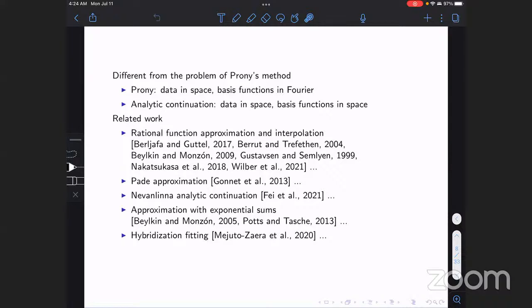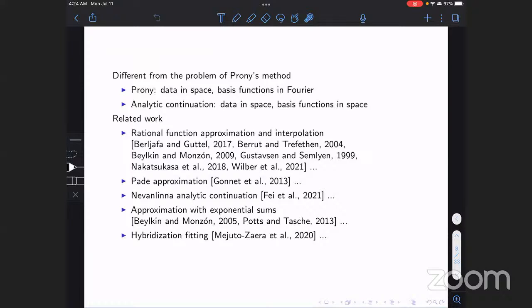The reason is the following: Prony's method has data values in space, right? But the basis functions that we consider are the Fourier functions, so they live in the Fourier domain. So in the analytic continuation, in fact, both the data and also the basis function are in space. And so it looks quite different.